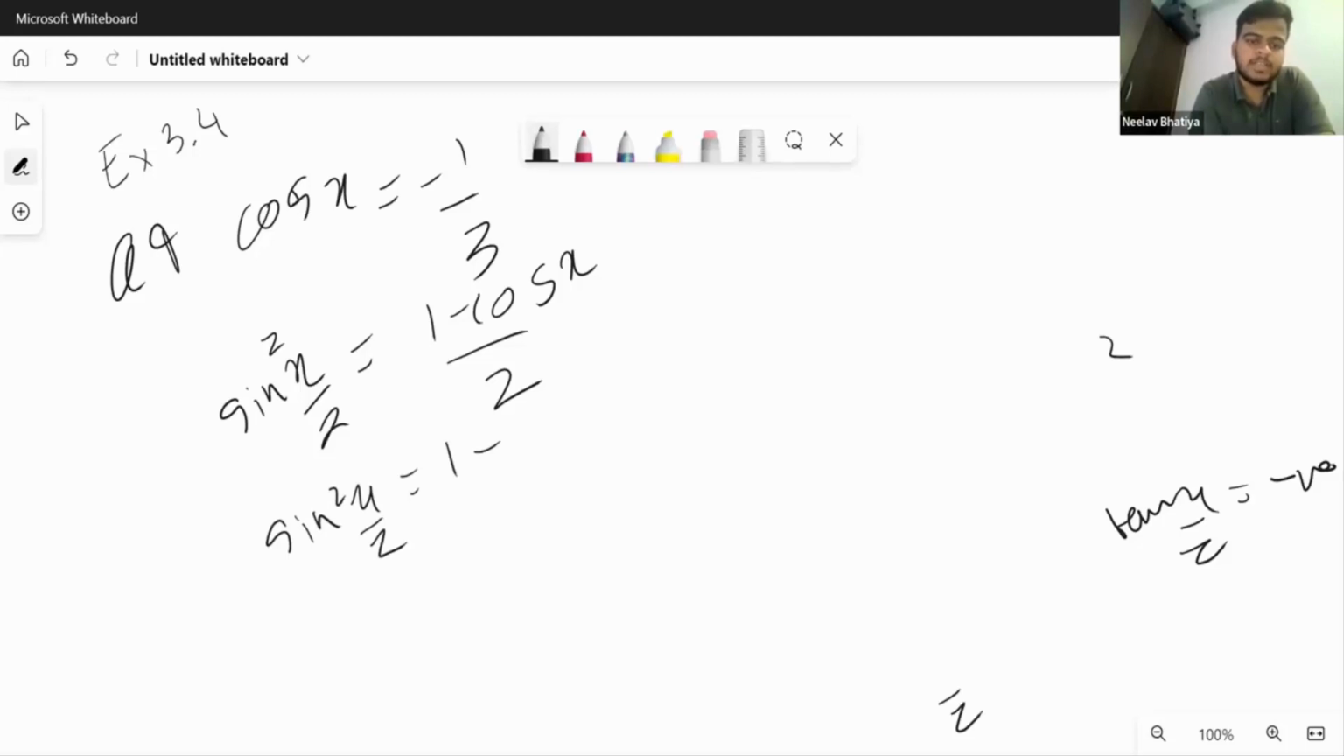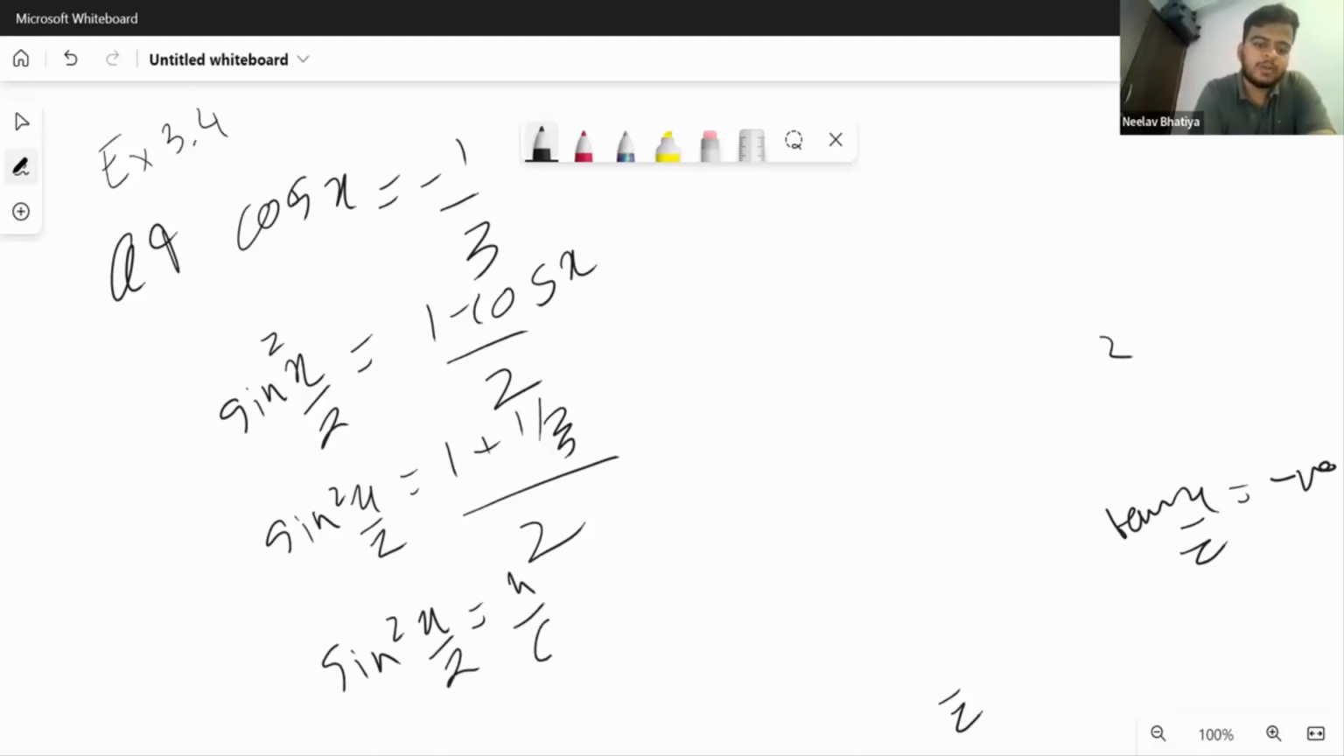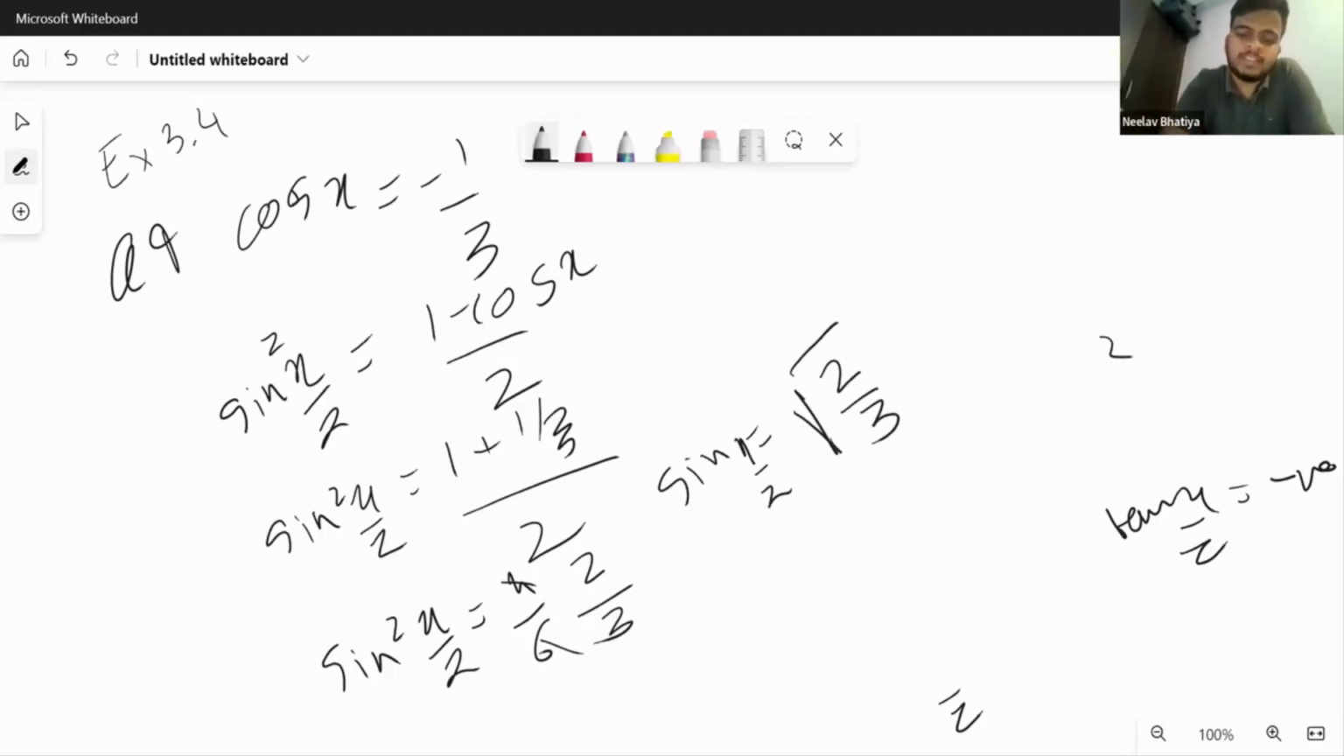and cos x is minus 1 by 3, so this becomes 1 plus 1 by 3 divided by 2. That makes sense. 1 plus 1 by 3 equal to 4 by 3. 3 comes into the denominator. I get sine square x by 2 as being equal to 4 upon 6, or that is nothing but 2 by 3. That makes sense. So sine x by 2 is nothing but root 2 by 3, root of 2 by 3. And because we know that sine is positive, the sign here is positive.